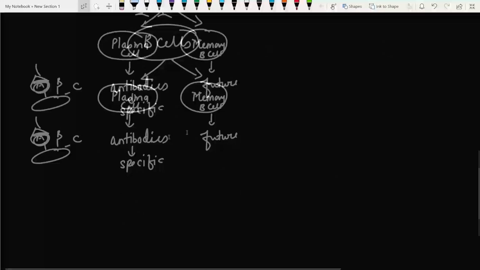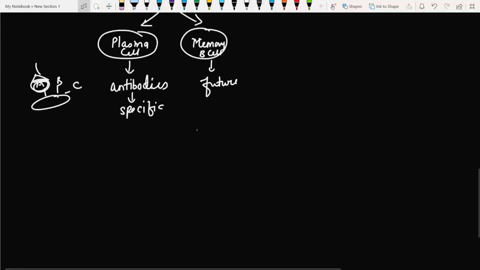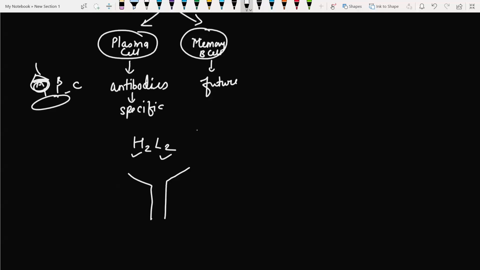Okay, so the general structure of an antibody is what we call H2L2: two heavy chains and two light chains. It is nothing but protein, polypeptide chains only. So what is the basic structure? It is a Y-shaped structure like this. This is the two heavy chains, and they are bound by disulfide bonds. Then there will be two light chains. These are again bound by disulfide linkage.